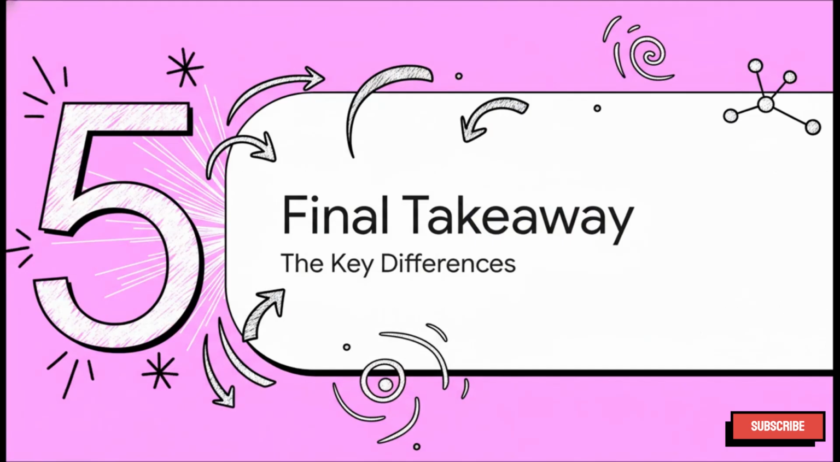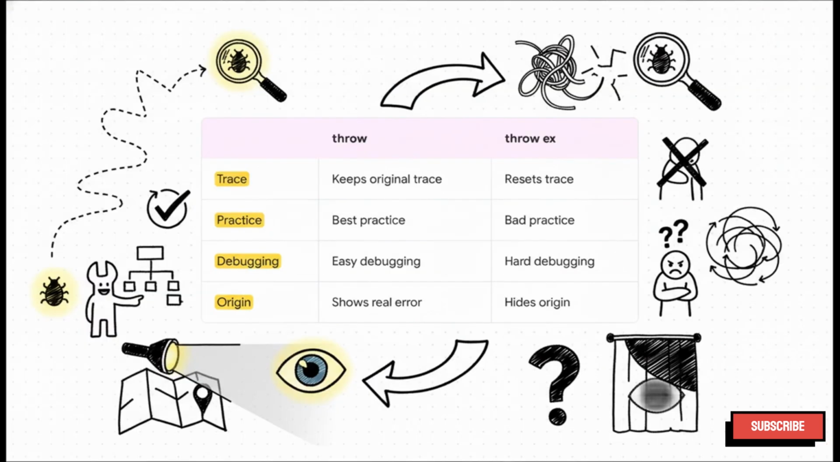All right, let's wrap this all up. Time for your final takeaway. This table really says it all, doesn't it? Let's just run through it. With throw, you keep the trace, debugging is easy, and you see the real origin. With throw x, the trace gets reset. Debugging becomes a nightmare, and the origin is hidden. I mean, when you see it laid out so clearly, the choice is pretty obvious.